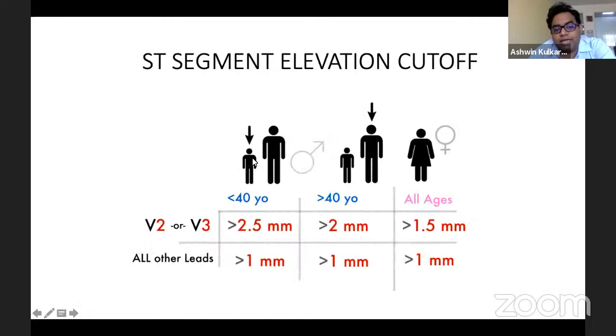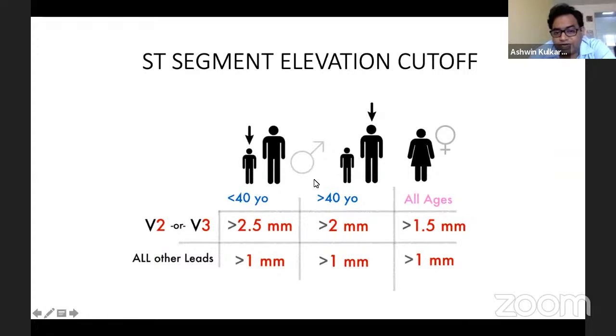So this slide tells you some new variations, like what is the amount of ST elevation, especially in V2 to V3. If the patient is a male patient and is less than 40 years, we have to consider 2.5 millimeter elevation as significant. And for more than 40 years, even 2 millimeter elevation is considered significant. Whereas in women of all ages, more than 1.5 mm itself is important.